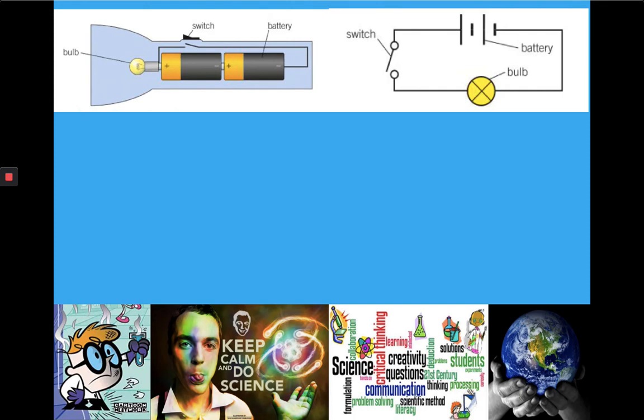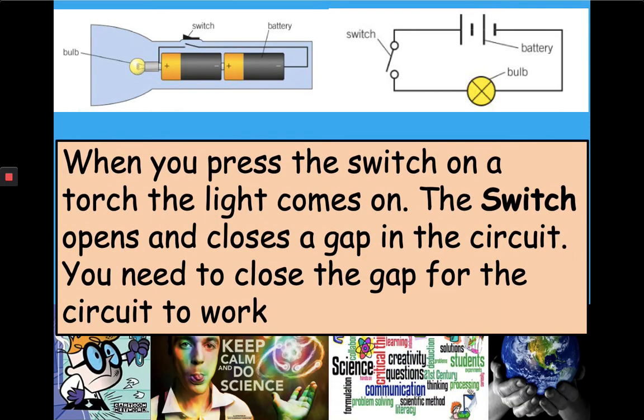So at the top here, we've got a picture of a bulb in a torch, and we've got it as a circuit diagram as well. So you can see it in a diagram, like a torch and what it would look like if we drew it out in a proper circuit with the correct symbols. As you can see, when you press the switch on the torch, the light comes on. The switch has got to be closed for the circuit to be complete. So the switch opens and closes a gap in the circuit.